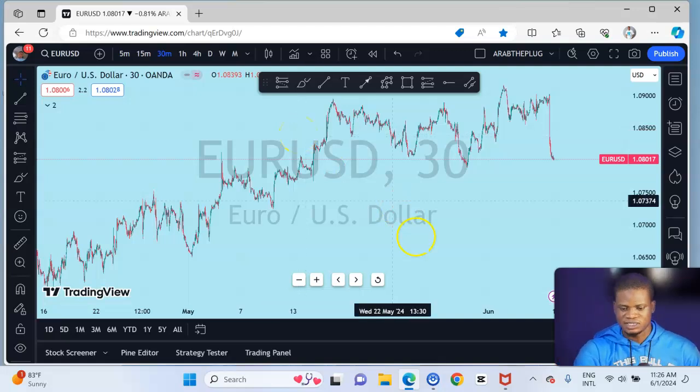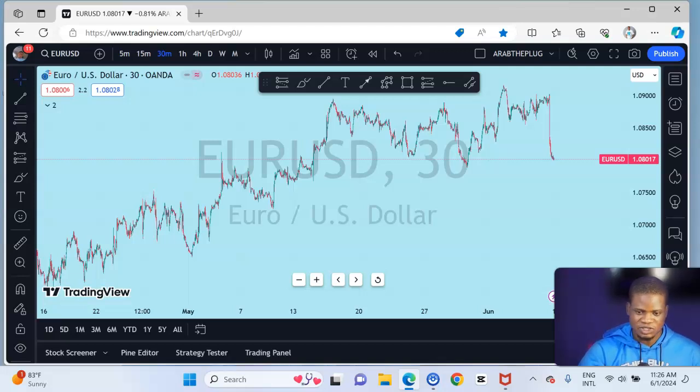What is support and resistance? Let's start with support. Support is an area or a level on your chart where buyers are looking for a way to open a buy trade. So at support, buyers are looking for an area, an opportunity to buy. While at resistance, sellers are looking for opportunities to sell, or people who have bought already are looking for opportunities to take profit.